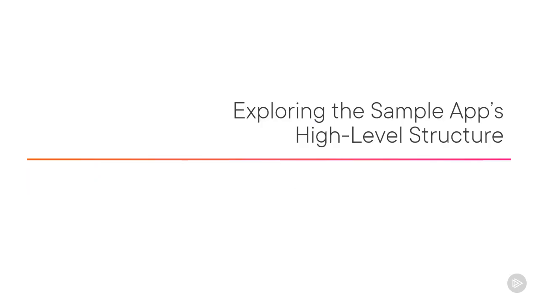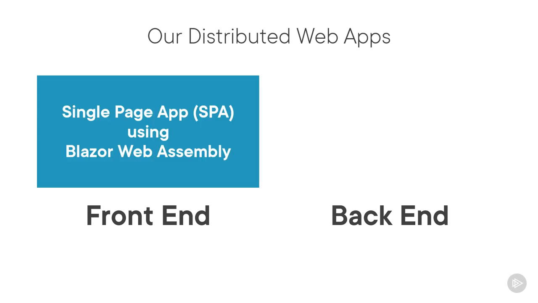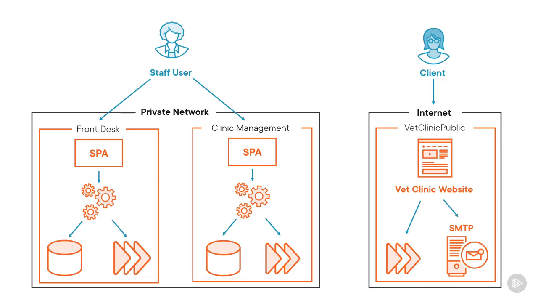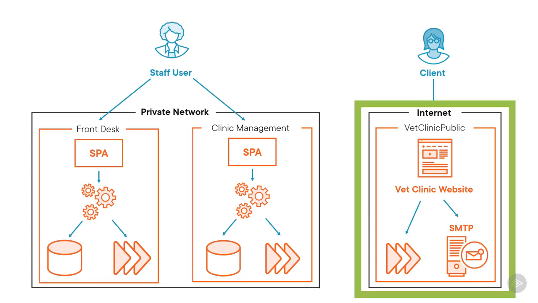So why don't we take a look at the structure of our app. This is a distributed application built with ASP.NET Core on .NET 5. It's running Blazor WebAssembly in the front end, which is talking to APIs running on ASP.NET Core. There are 3 different web apps that the system uses. 2 are used internally by client staff, and then there's the public-facing website for the clinic, which is needed for the confirmation links that users will click.